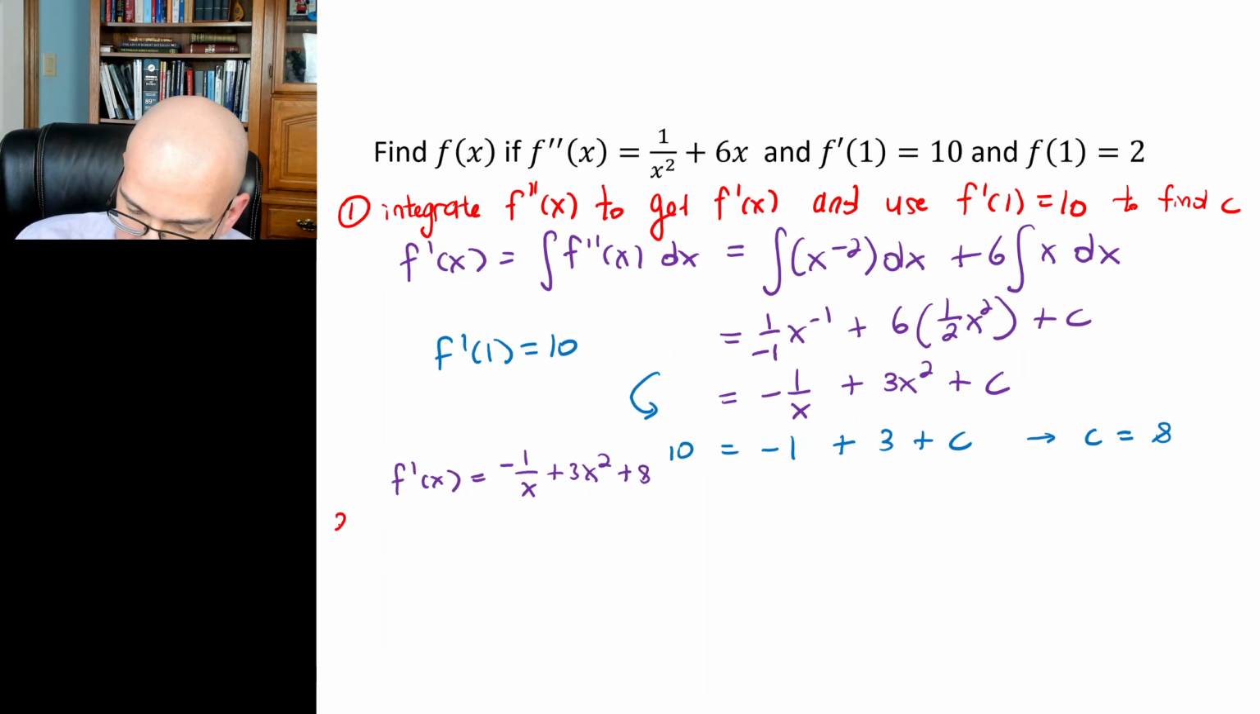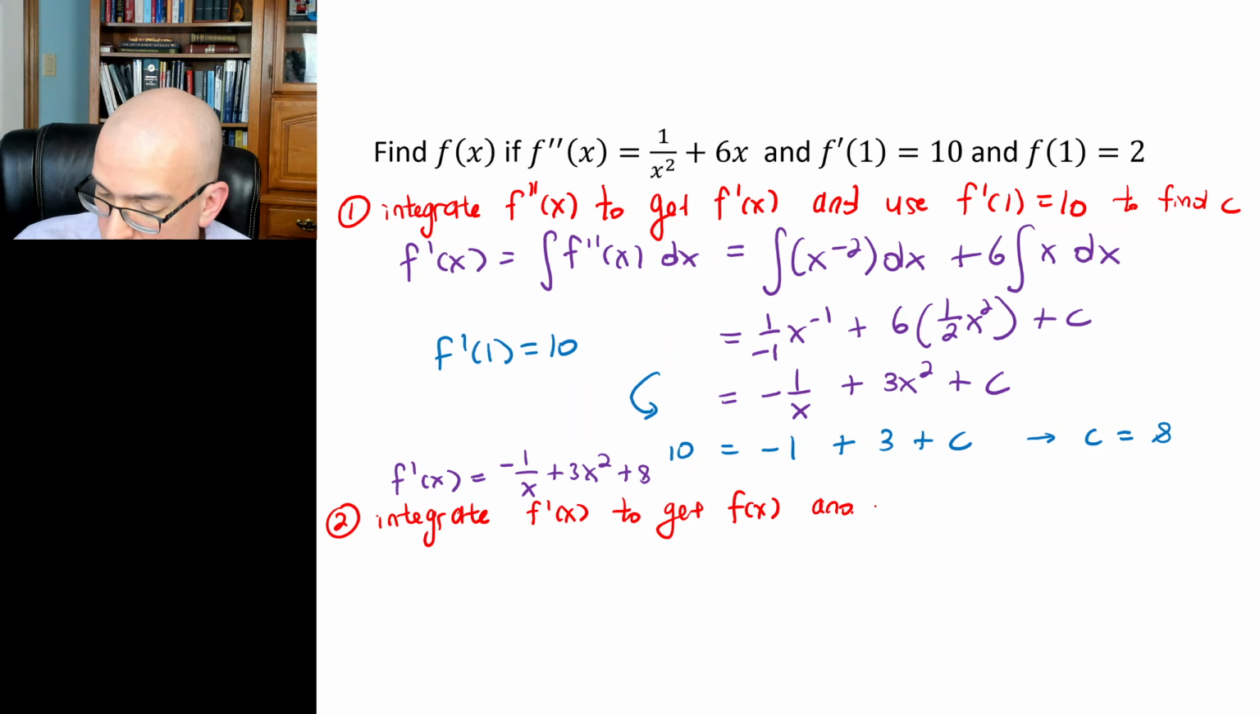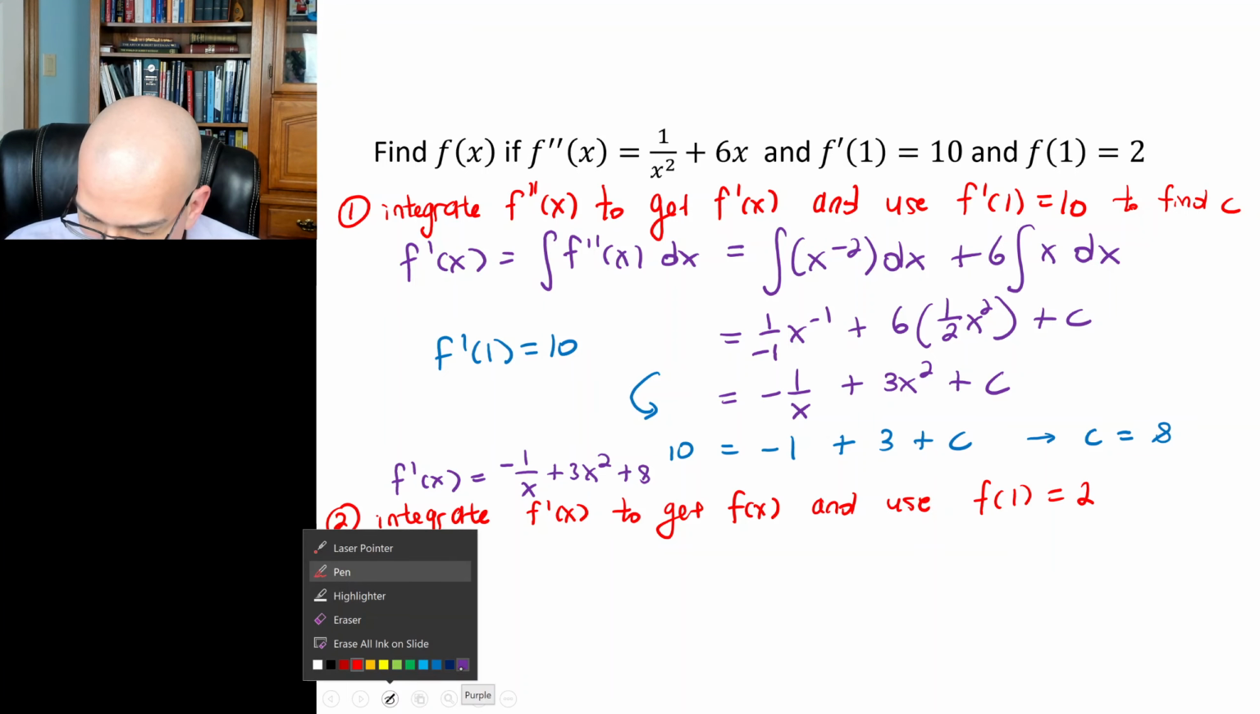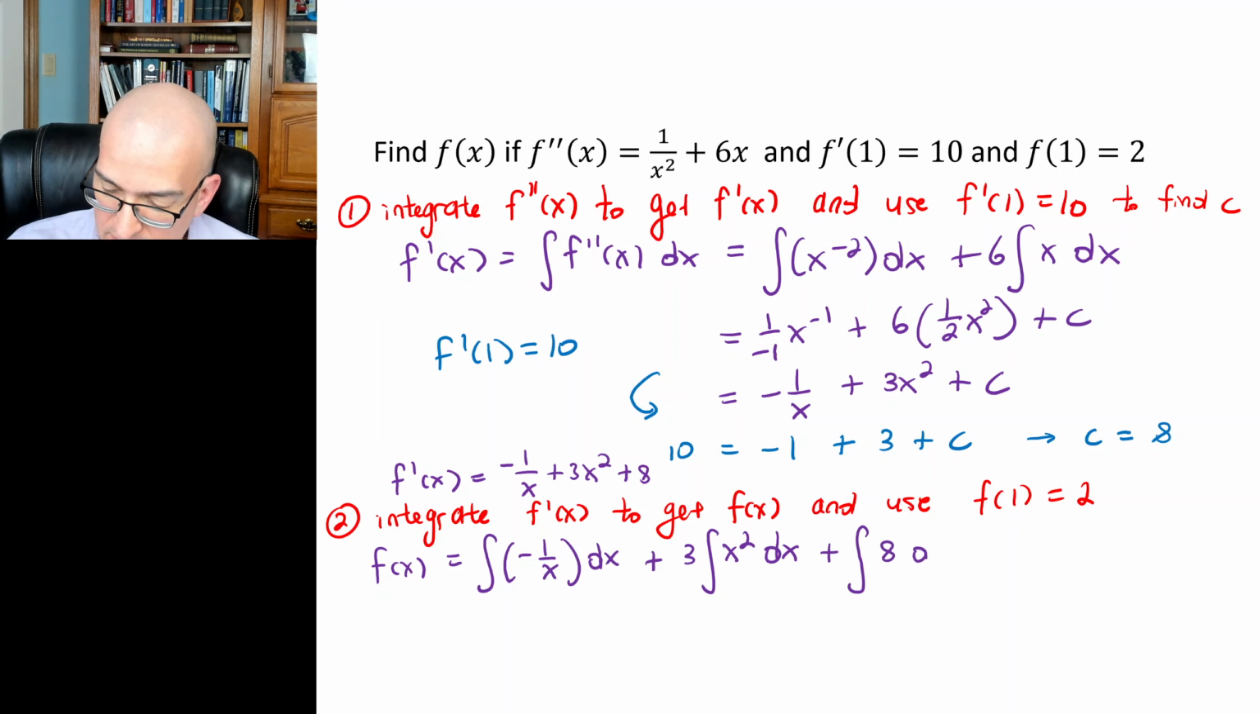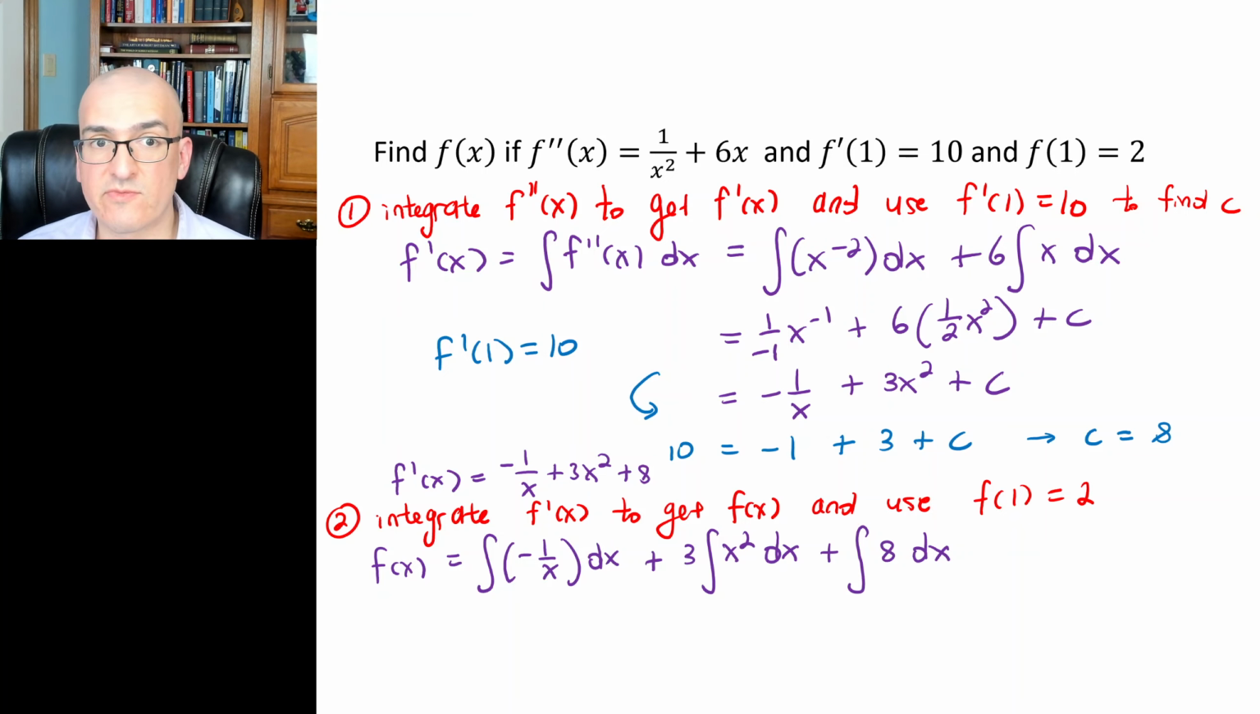Now we're going to do step 2. Integrate f prime of x to get f of x, and use f of 1 is equal to 2 to get the other c. So f of x is the antiderivative of -1 over x plus 3 times the antiderivative of x squared with respect to x plus the antiderivative of 8 with respect to x, or if you want 8 times the antiderivative of 1, up to you.